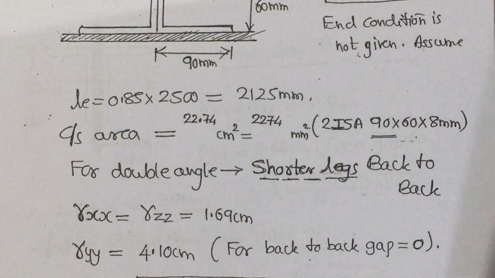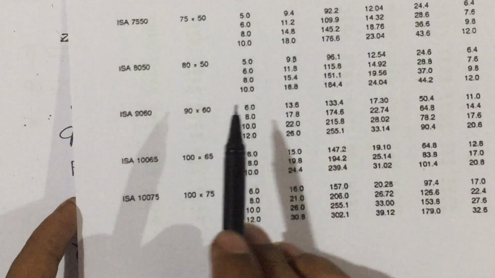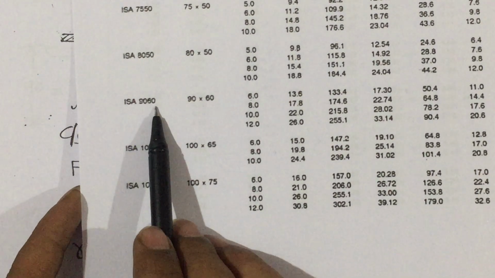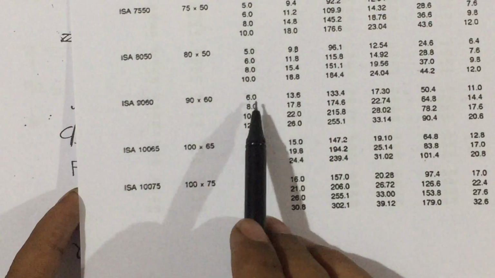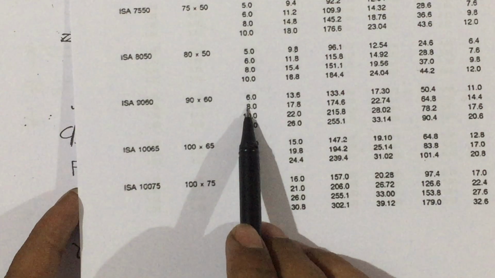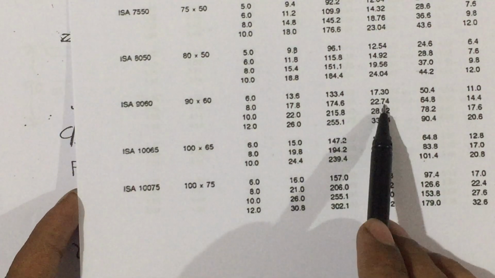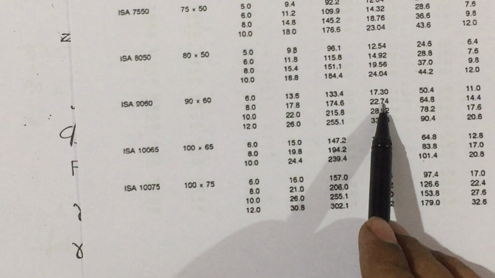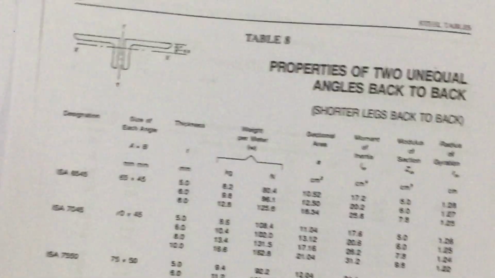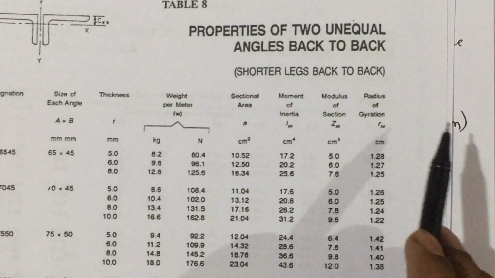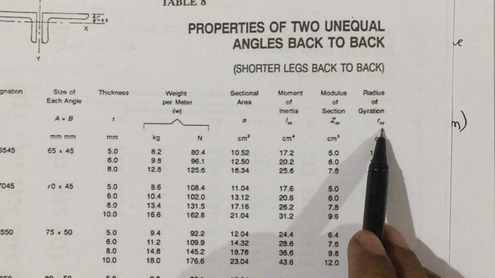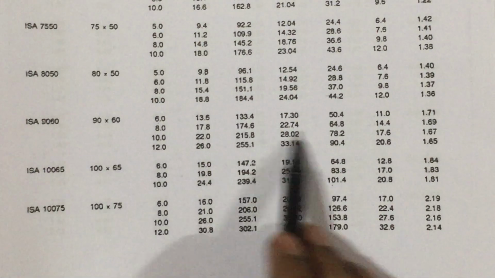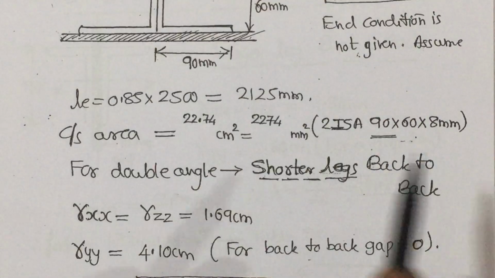We are searching for 90 by 60 by 8 mm. Which are all the things we need? We need the cross sectional area, that is 22.74 centimeter square. Then we need the radius of gyration, that is RXX. You are going to get it as 1.69.